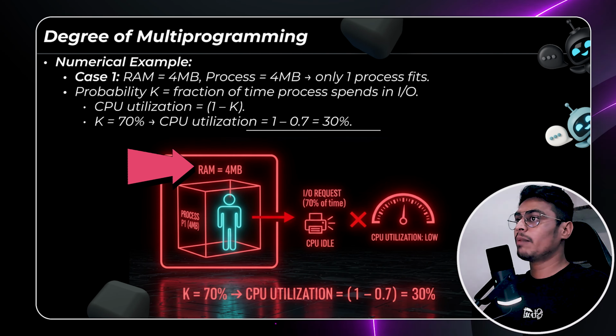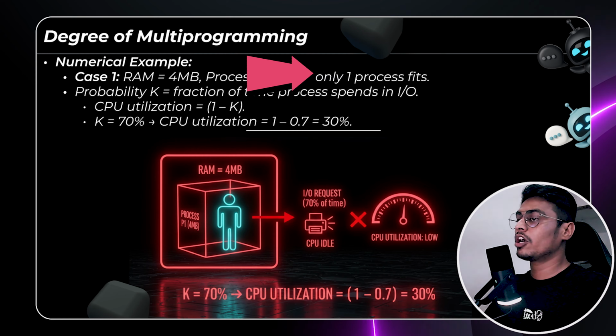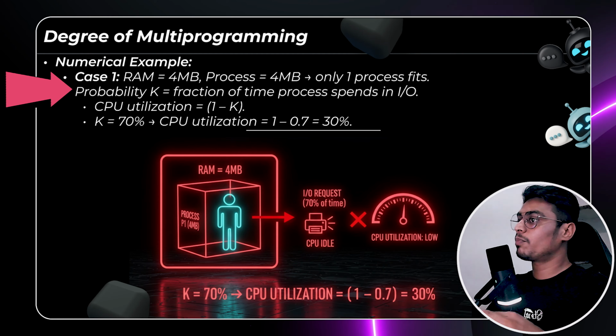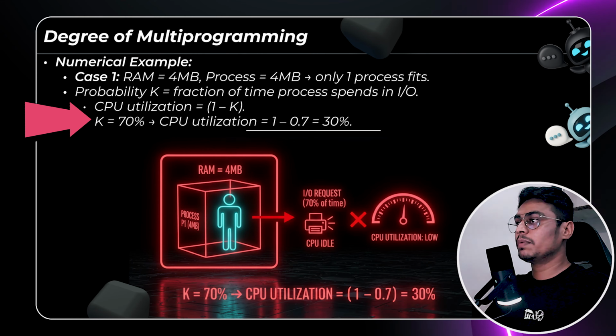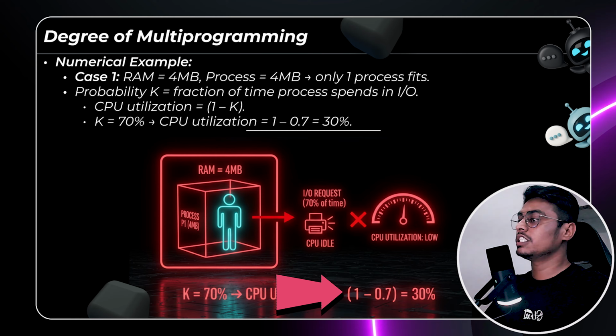Let's solve a numerical example for clarity. Assume we have a RAM of size 4 MB and one process of size 4 MB. How many processes can be accommodated? Only one, because RAM size equals process size. Now there's a probability k that represents the time a process spends on IO operation. If a process does IO for k time, then it executes in CPU for 1 minus k time. Let's say k is 70%, meaning 70% time is spent on IO operation. So CPU utilization is what? 1 minus k, which is equal to 30%.